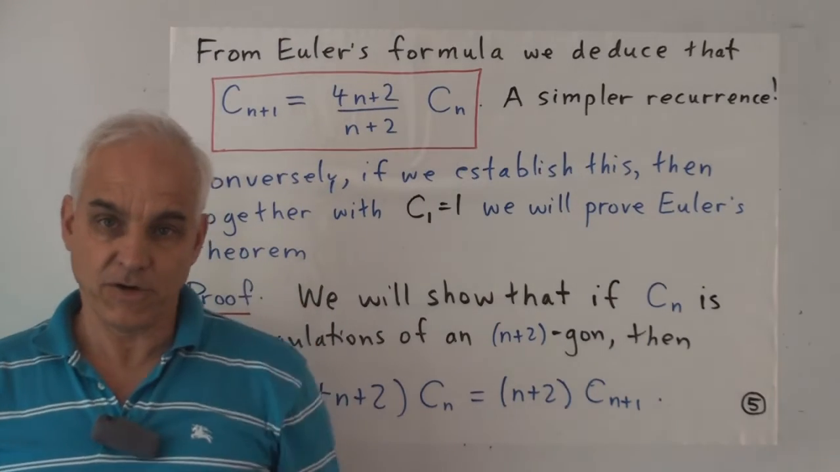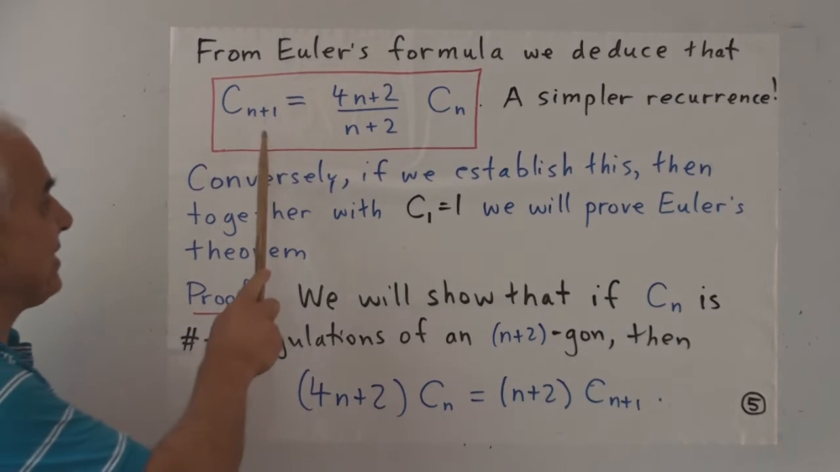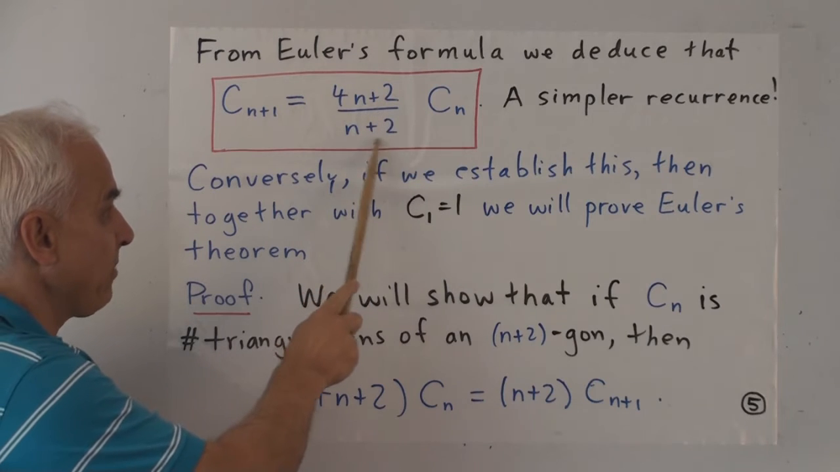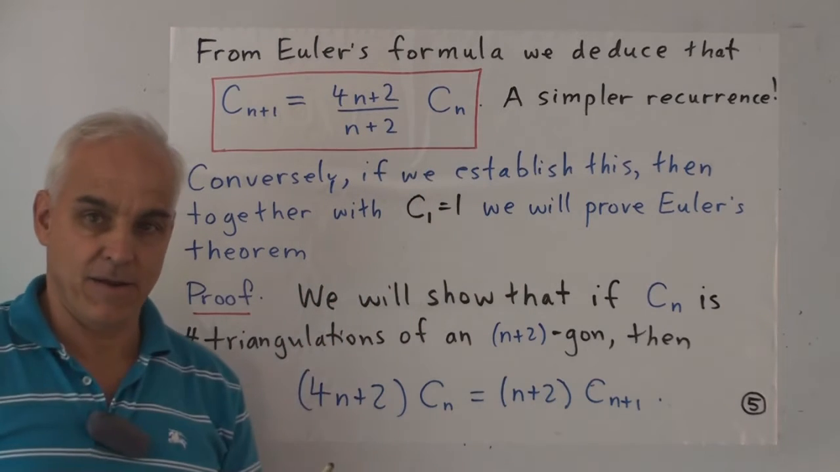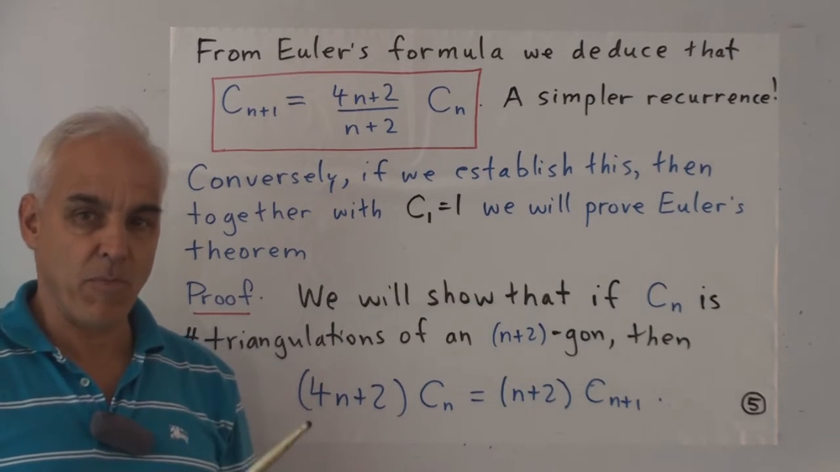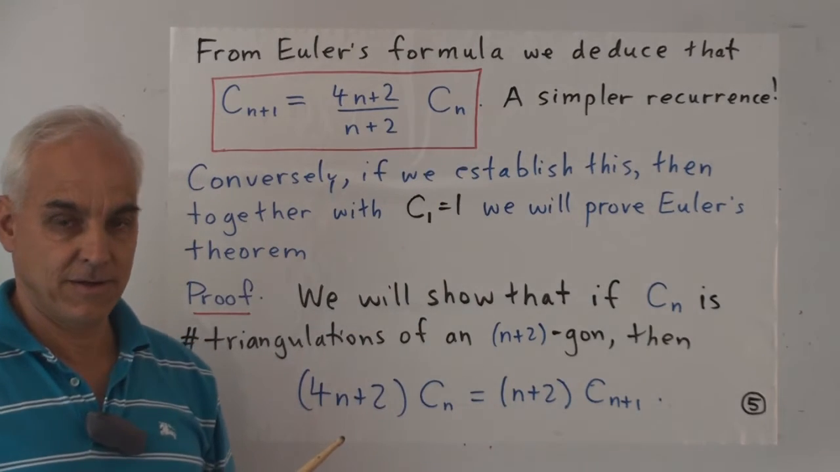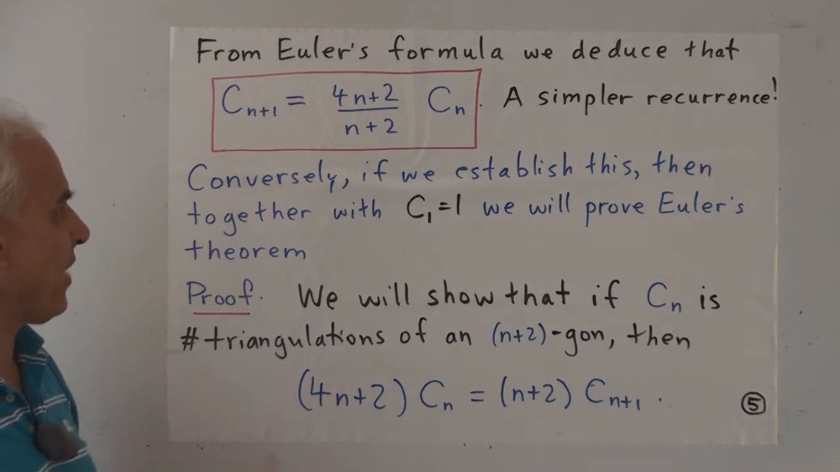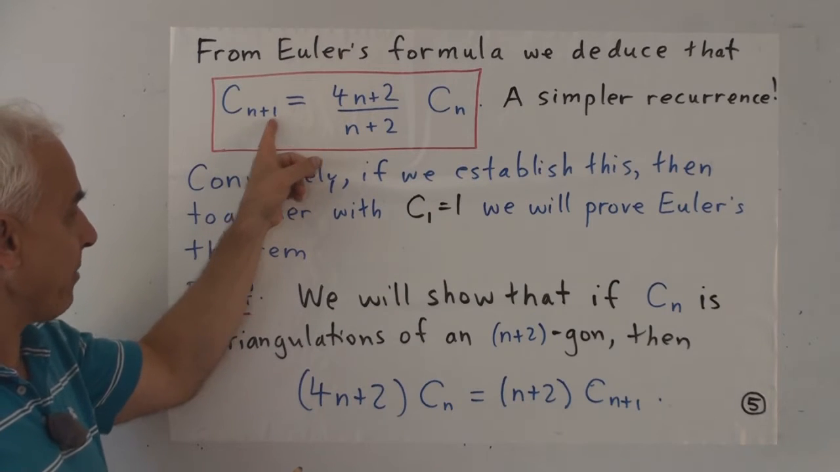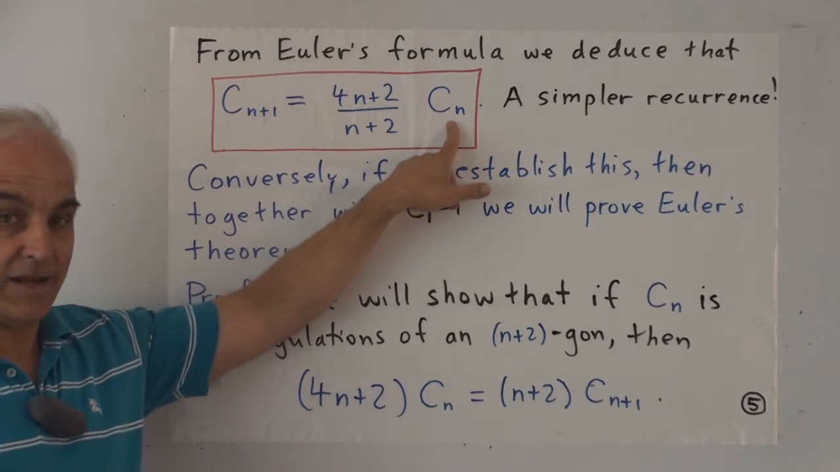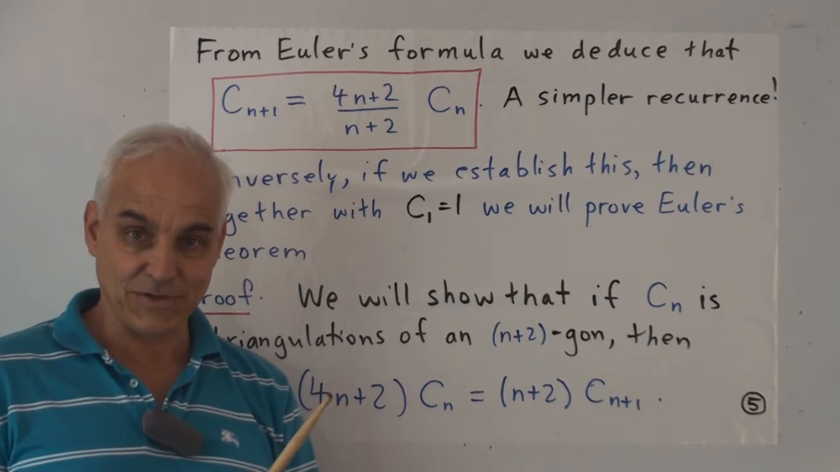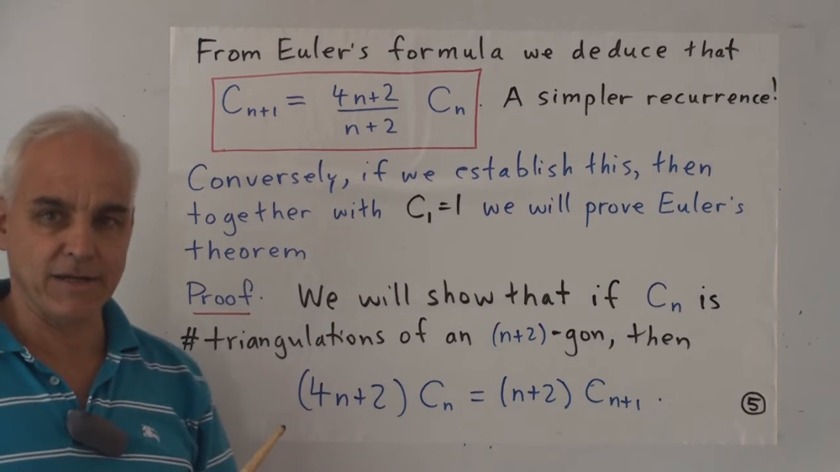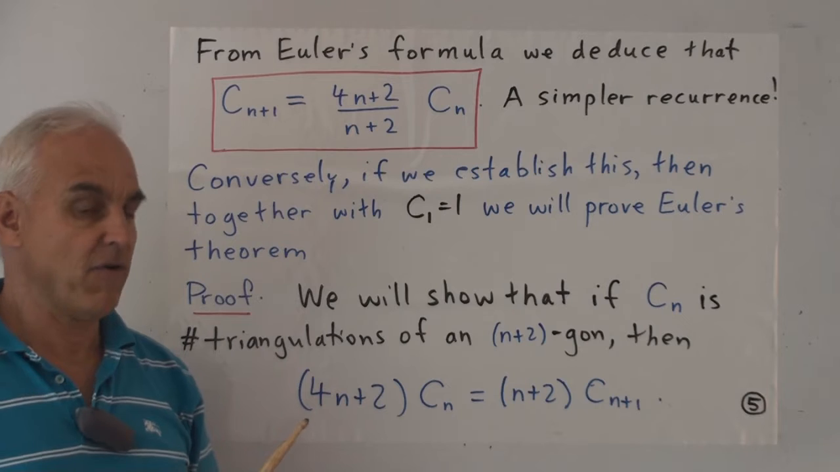From Euler's formula for C sub n, we can pretty easily see that C sub n plus 1 is 4n plus 2 divided by n plus 2 times C sub n. Just the form of the formula makes this almost immediate. So this is a simpler kind of recurrence. It tells you that to get the n plus first Catalan number, all you really need is the nth Catalan number. You don't need all of them, as in Segner's formula. On the other hand, you have to multiply by this somewhat more complicated rational expression involving n.